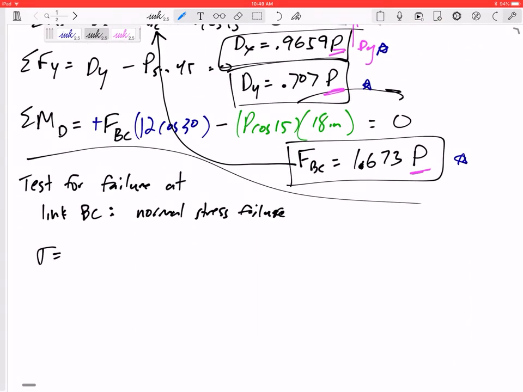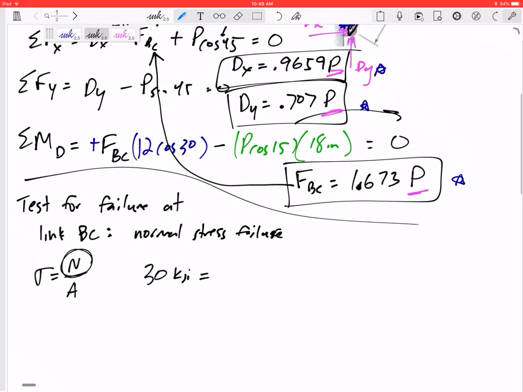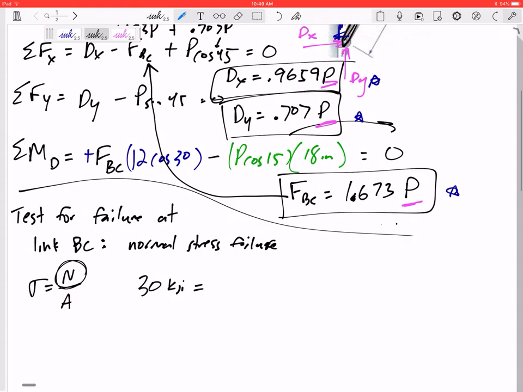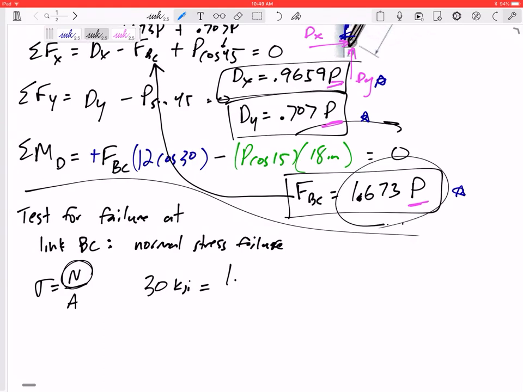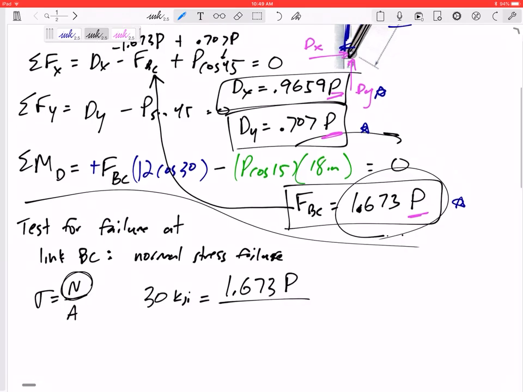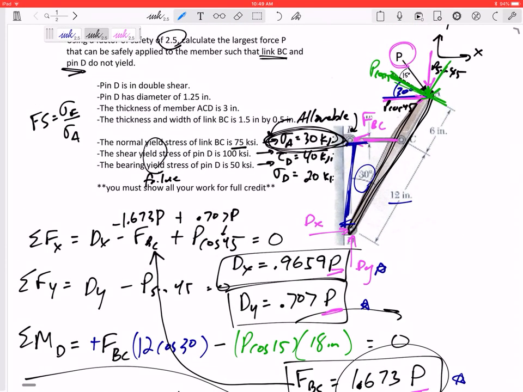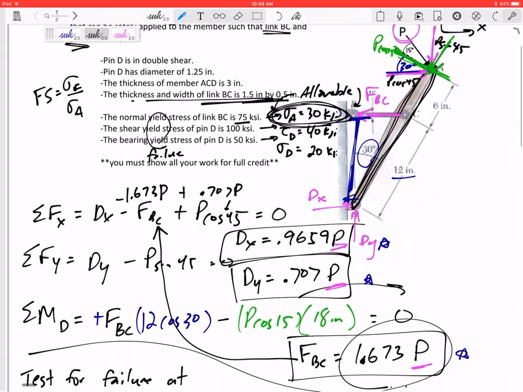I know that normal stress is N over A. So I know I'm going to let it get up to 30 KSI. What is the N inside link BC? It is this force BC, 1.673 P. And what is the area that the normal force is acting over? It's the cross-sectional area of that link. That link is not a circular link. That link is a rectangular 1.5 inches by 0.5 inches.